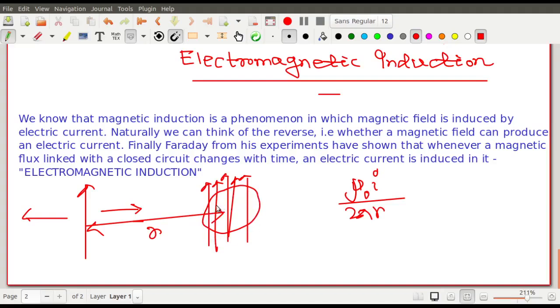So the magnetic field or magnetic flux will definitely change, right? And you know according to Faraday's law that whenever a magnetic flux linked with the circuit changes with time, an electric current is generated within it. So whenever there is a change in flux, there will be a change in magnetic field. This is one of the ways to change the source itself.